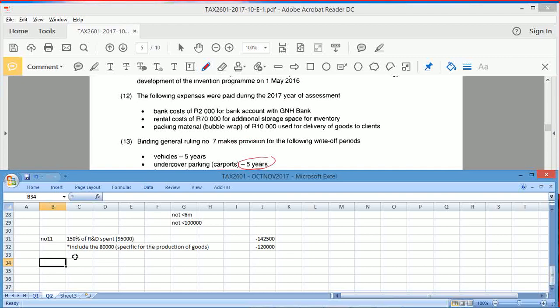Okay, and then number 12, the following expenses were paid during the 2017 year of assessment. Bank costs of 2,000. Bank cost is obviously a normal deduction. That's easy. Rental. Do you think we'll be able to claim that? I think so, sir. Packing material. Definitely. I added it, yes. Part of your stock, basically. Packing material is fine.